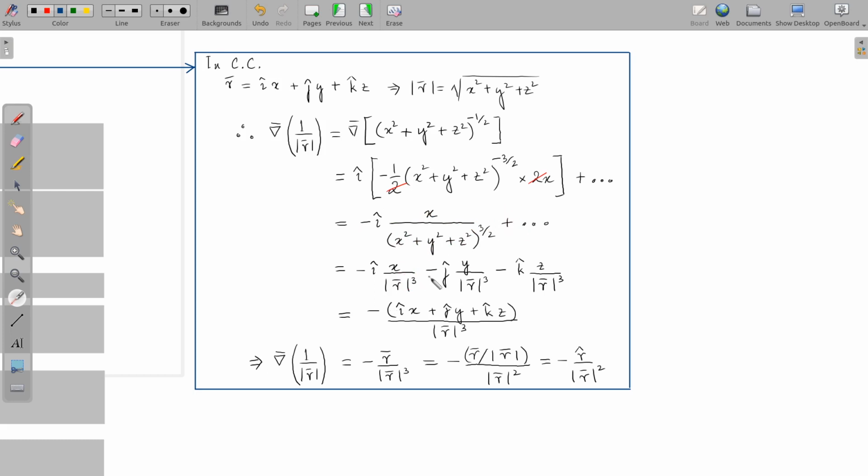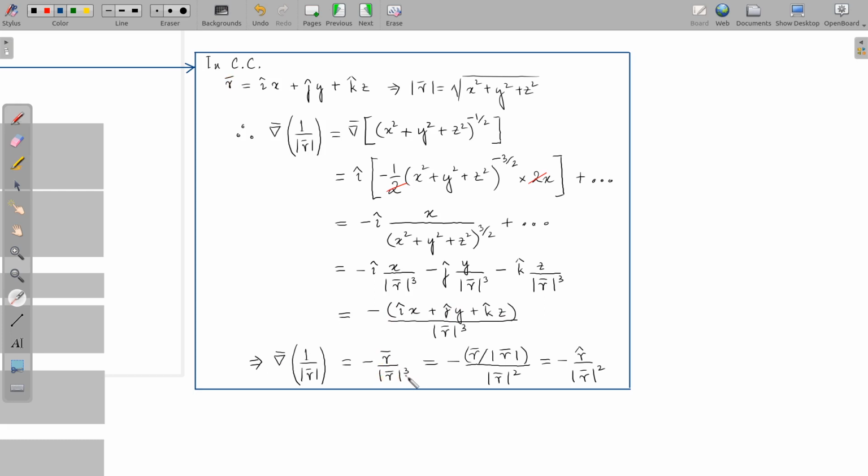Similarly, the next term will be minus j cap into y by modulus r cube, minus k cap into z divided by modulus r cube. So I can take minus common outside, and modulus r cube also common in the denominator. What is left behind is i cap x plus j cap y plus k cap z, which is nothing but the vector r. So the gradient of 1 by modulus r is equal to minus vector r divided by modulus r cube.